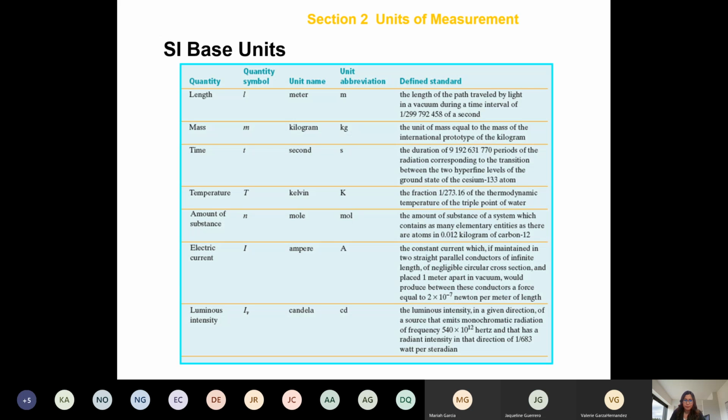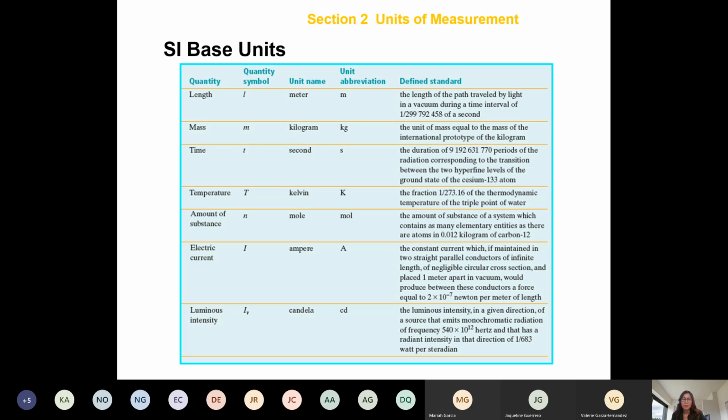Okay, so here are the 7 basic units, and I had mentioned it before. It's length, mass, time, temperature, amount of a substance, electric current, and luminous intensity. And like I said, today we're going to focus on the first 4, length, mass, time, and temperature. Amount of a substance, we do use it in chemistry, in fact, but it's towards the end of the semester. So when we get there, we'll talk about moles.